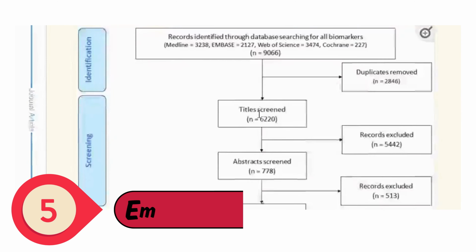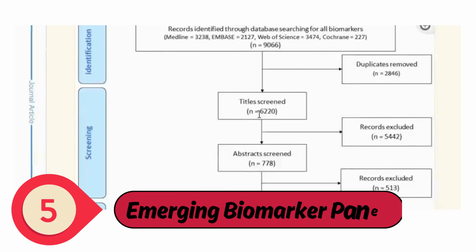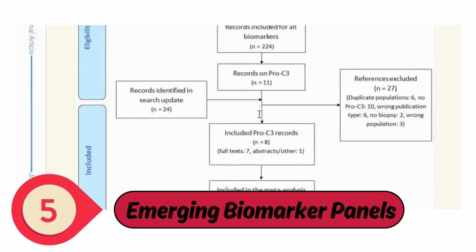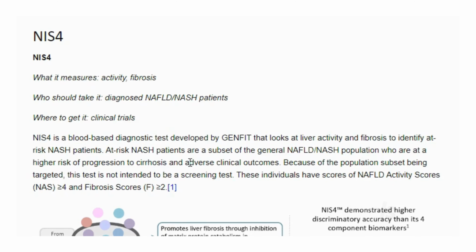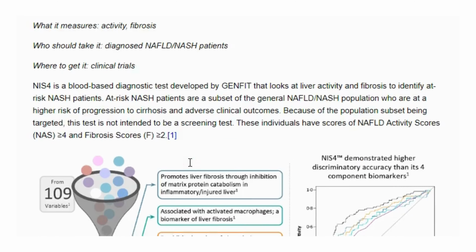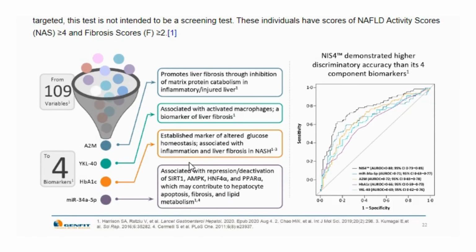Step 5. Emerging biomarker panels. New blood-based tests like PRO-C3 and NIS4 are under development. These panels improve the accuracy of diagnosing NAFLD and its progression to NASH, offering a promising tool for future testing.